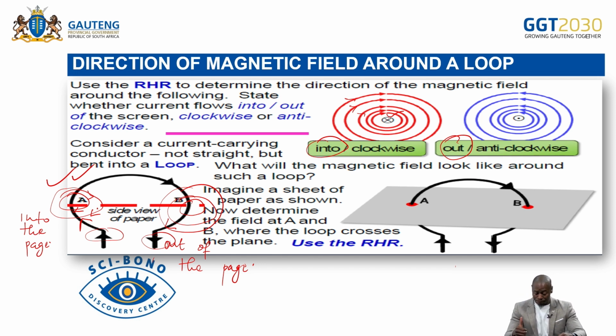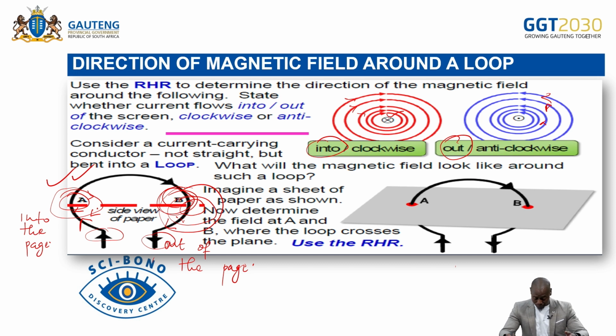So let's look at out of the page. It's out of the page, and I'm looking at my curled fingers. The curled fingers are in this direction, which is the anti-clockwise direction. So when it comes to a loop, there's no way that you'll get the same direction for the magnetic field. Where the current is in, the direction of the magnetic field will be clockwise. But on this side, side B, where the current is out, the direction of the magnetic field is going to be anti-clockwise. So that is a loop.